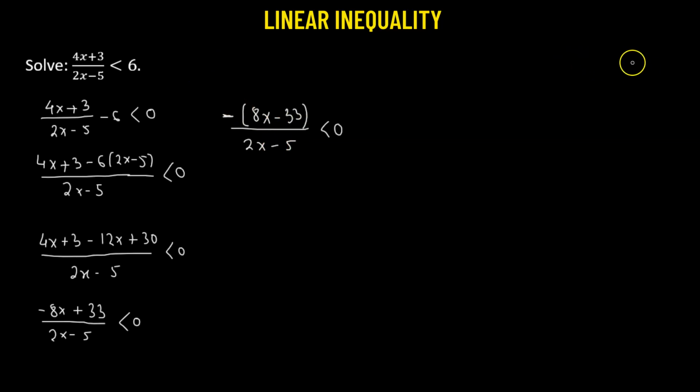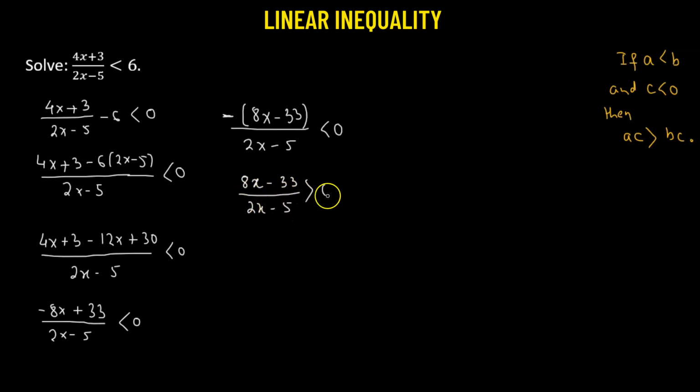we'll have to be wary of the fact that if, let's say, we have a less than b and we have another number c which is negative, that means less than 0, then it follows that if we multiply a with c and b with c, the sign of the inequality changes and we'll have ac greater than bc. Using this property, when we multiply both sides of the inequality with negative 1, we will have (8x - 33) divided by (2x - 5). So this will become greater than 0. Now we'll have to find out the solution to this linear inequality. Solving this linear inequality is the same as solving the original linear inequality.